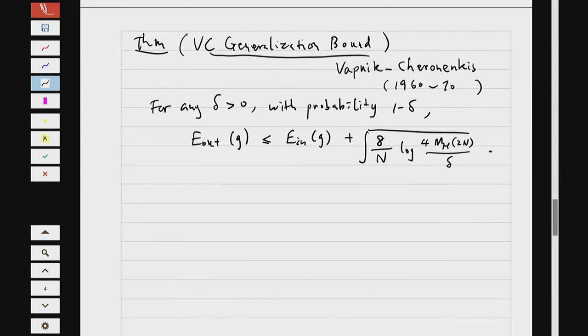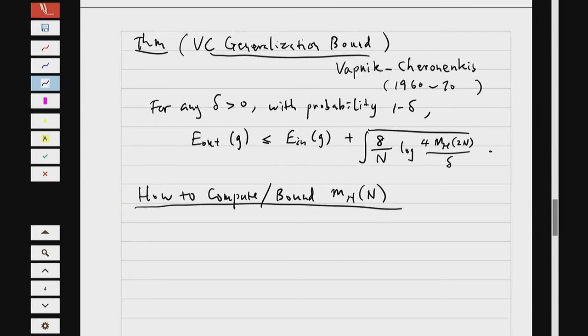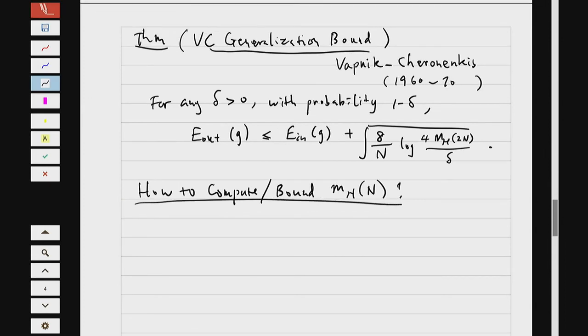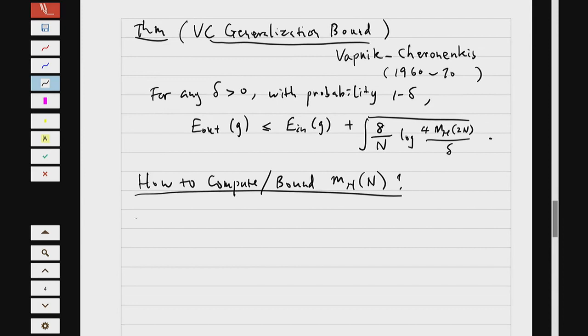So in general, how do we estimate this growth function? How to compute or bound this effective number of hypotheses? And it's still part of the contribution of Vapnik and Chervonenkis.